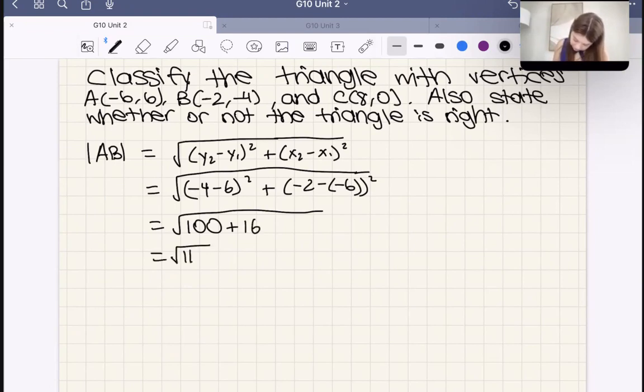So it's going to be root 116. Okay, so that's our answer for length AB. It's root 116. Now let's see if any of these other ones are 116 as well, or if none of them are. Because maybe they are, maybe they're not. I'm not sure.